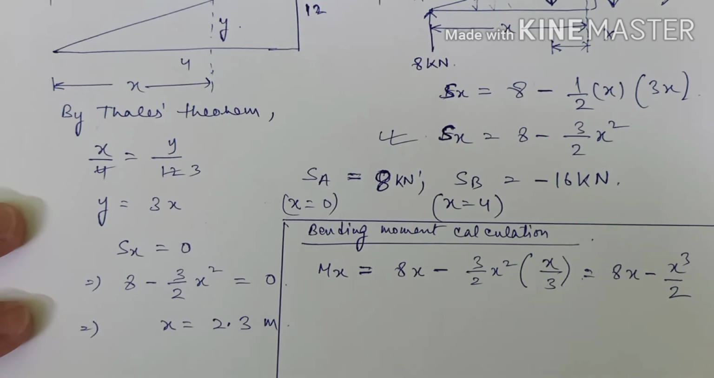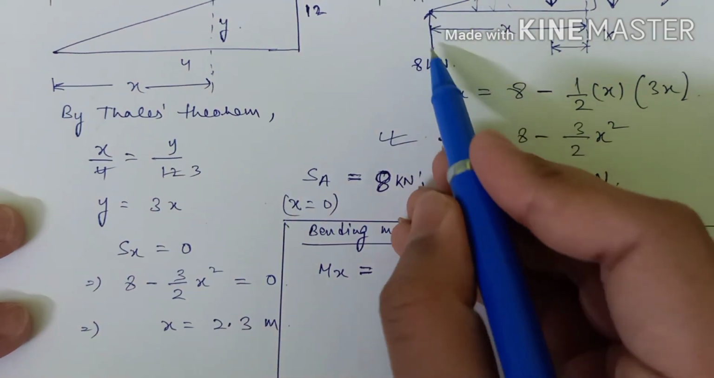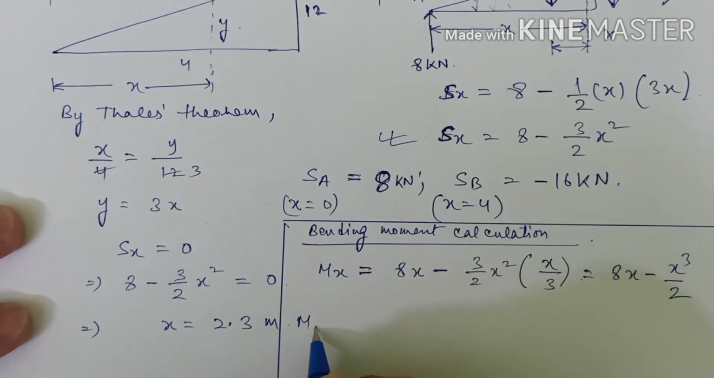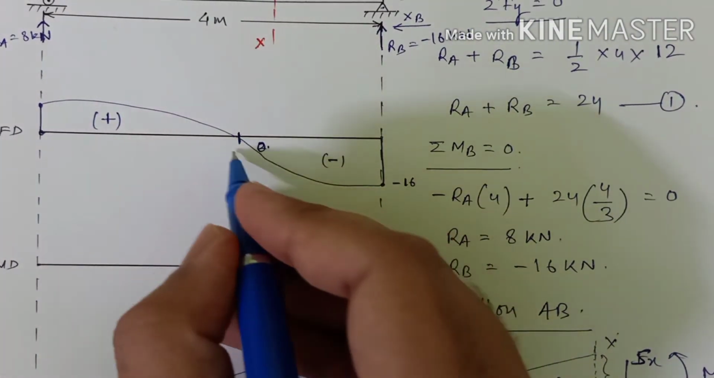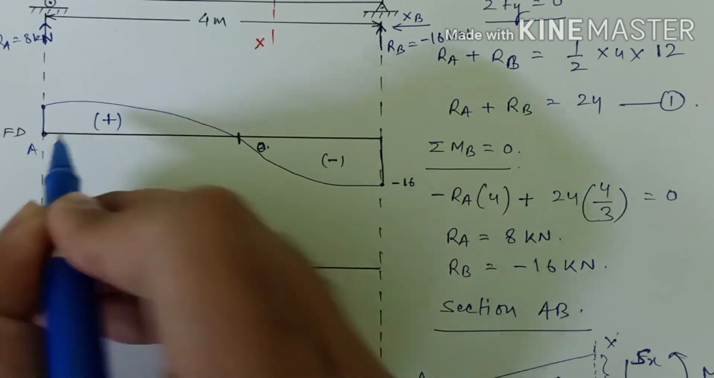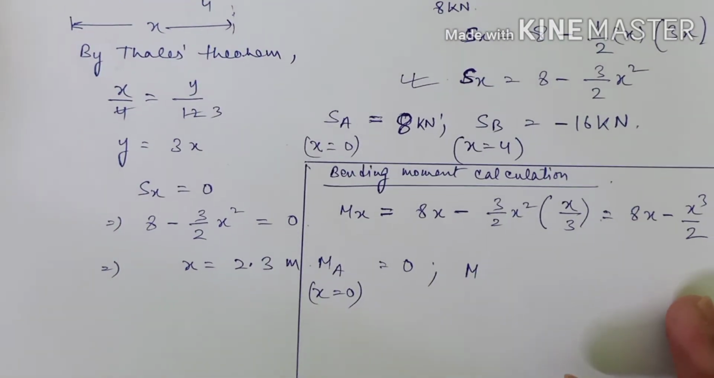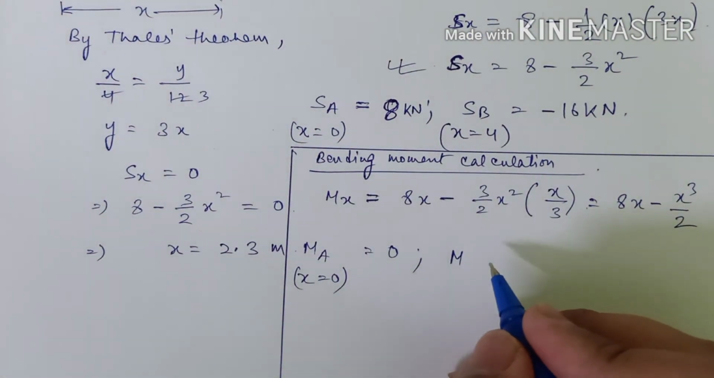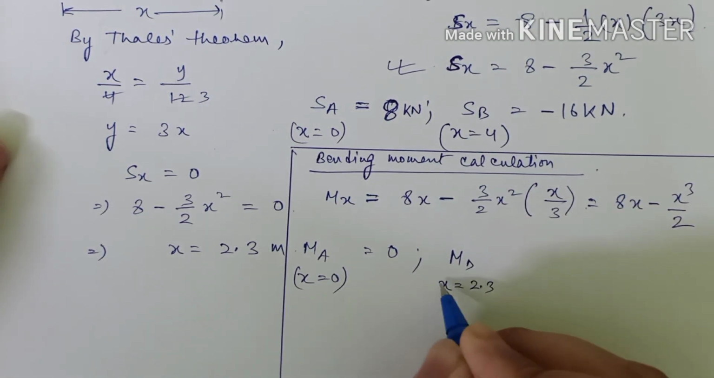Now you have to find the value of bending moment here. For finding the bending moment at A, we will put x equals 0. Every term will become 0, so the value of bending moment at A will be 0. This is my A, this is my B, and let this point be D. Now let's find the value of bending moment at the inflection point, that is MD, where the value of x will be 2.3.